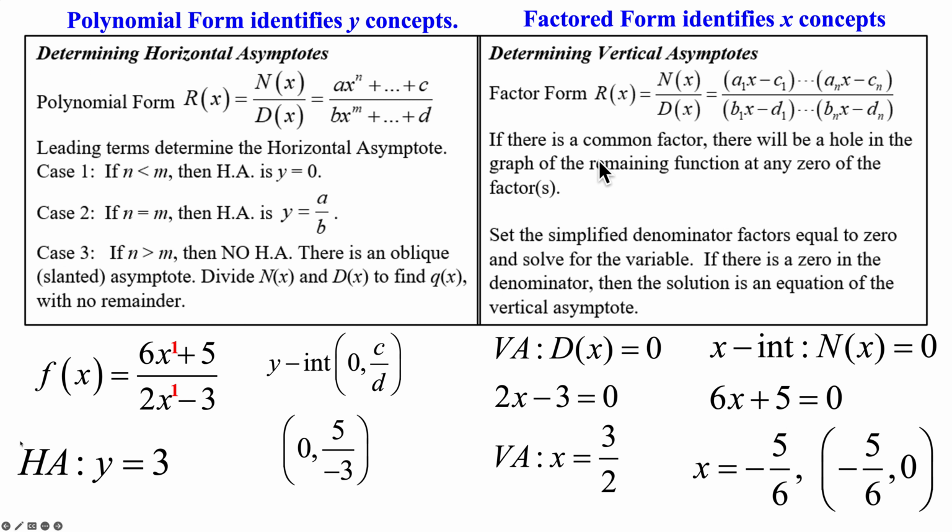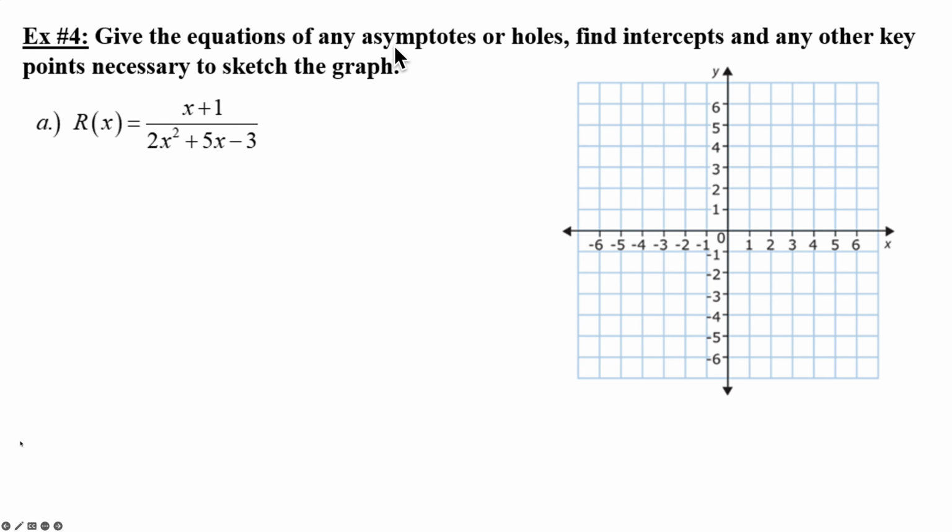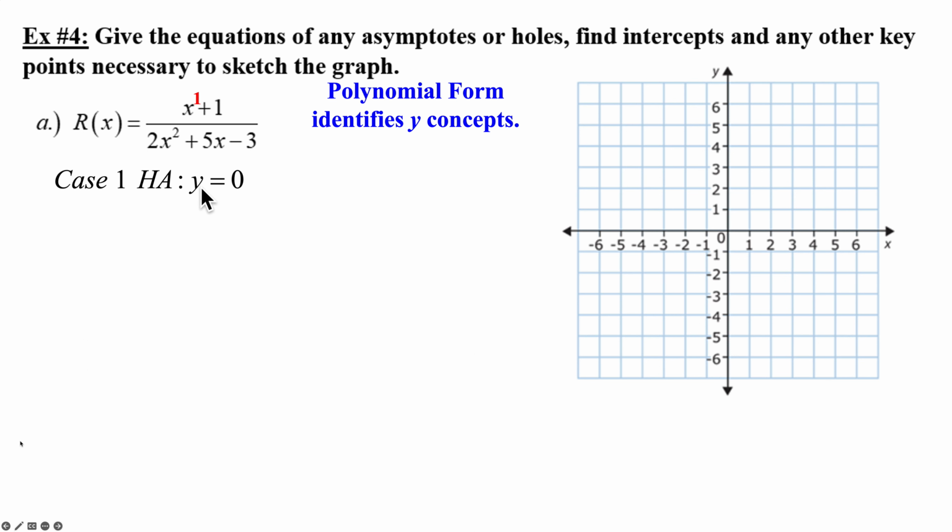All right, so let's do some rough graphs without a calculator, no tables, nothing to help us out. We're just going to make a rough sketch. All right, so this is in polynomial form. So let's find our y's. Horizontal asymptote, we have x to the first, x to the second on the bottom, 1 smaller than 2, horizontal asymptote, automatically y equals 0.